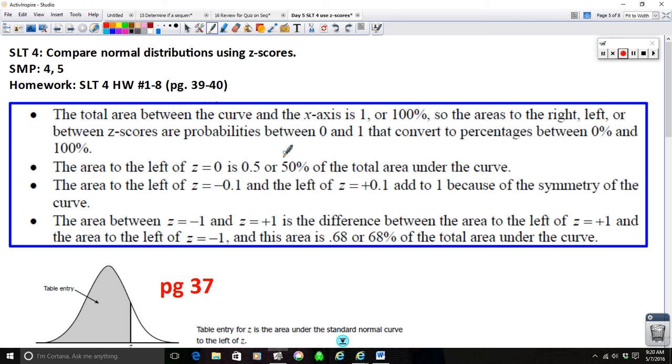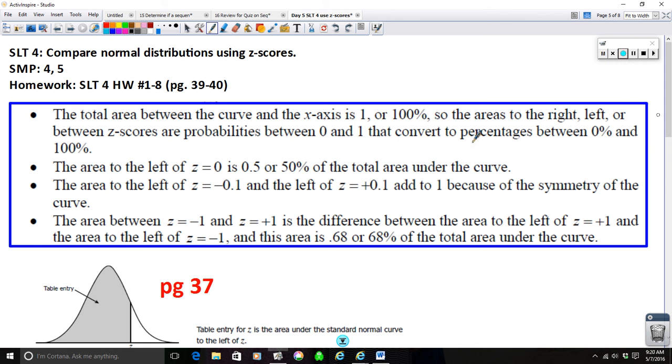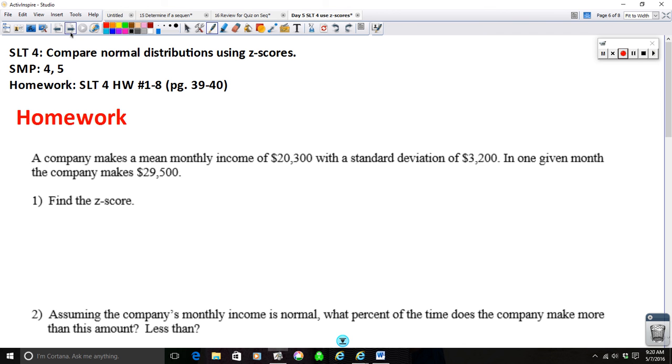Reviewing up here some very important concepts. Okay, so this is reviewing. Total area in a curve is 1. The area to the left of z equals 0 is 0.5, so 50% to the left, 50% to the right. And we have already gone through how to use a table, and then we jump into the homework. So homework is on page 39 and on page 40. And that's it. Thank you.